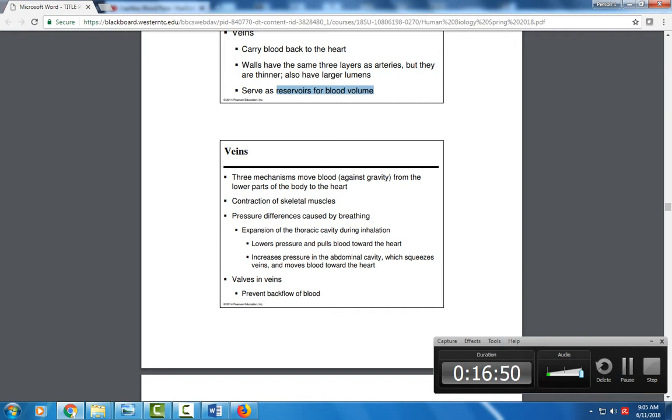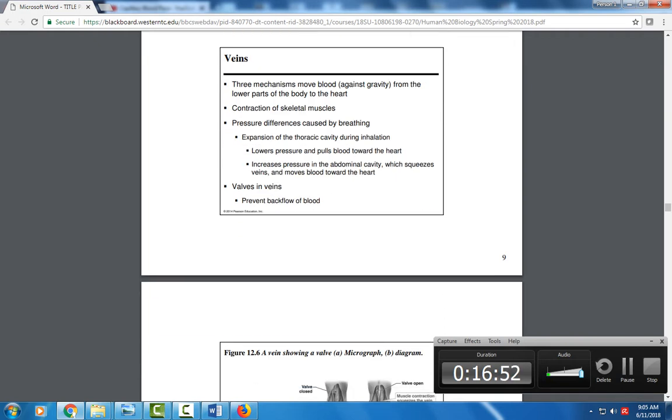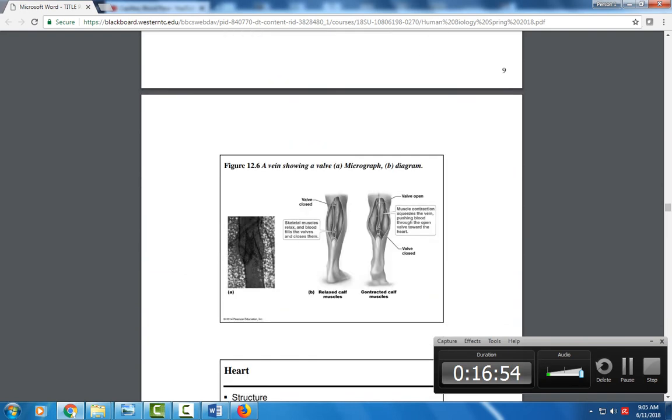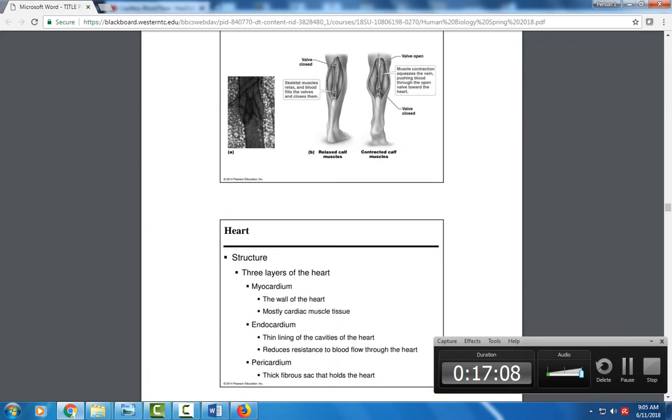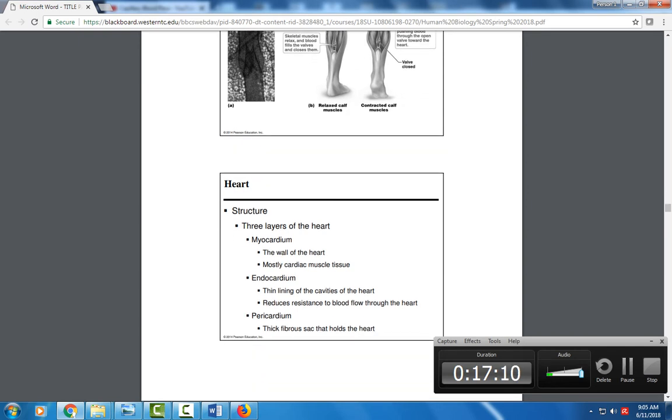So this is just an example. If we have a relaxed blood flow, we can see that the blood fills the vessels and the valves close. And then as we contract the calf muscle, it moves that blood upward toward the heart. So we'll stop here and let you spend a little time reviewing blood flow and some of the structures of the vessels.